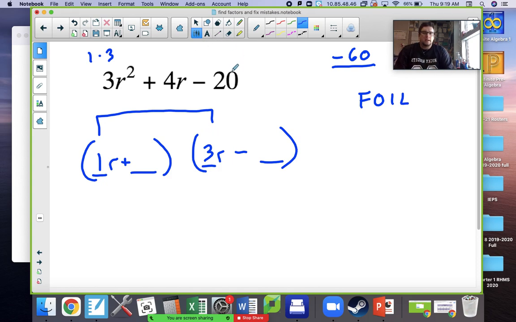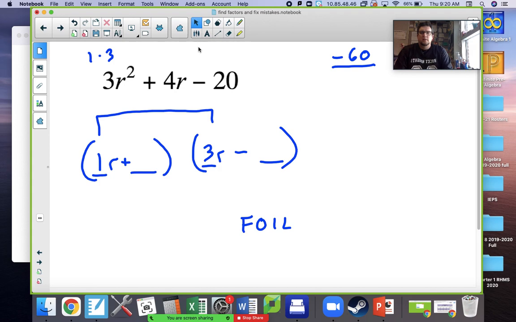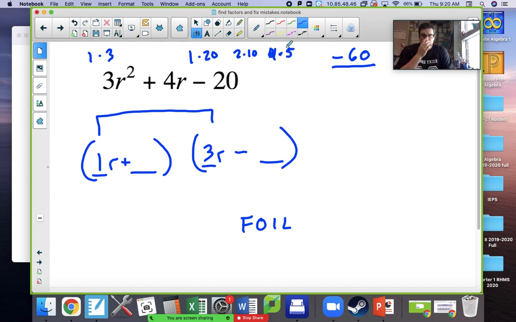Then to get 20, there's a couple different options. I'm going to move my word FOIL here. It could be 1 times 20. It could be 2 times 10. It could be 4 times 5. I'm about to write 3 just because it was the next one in line. Could be one of these.